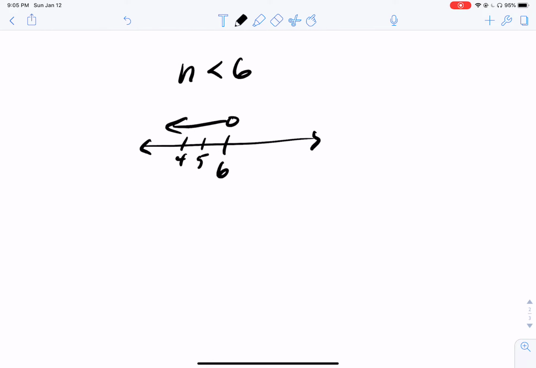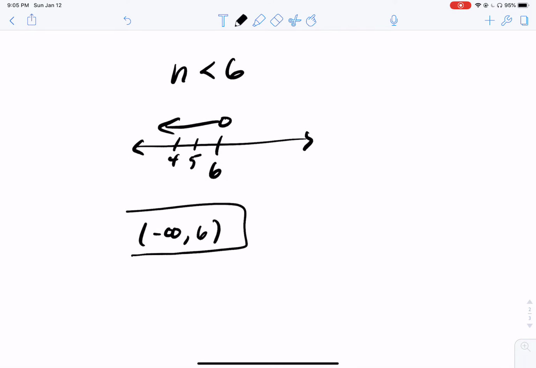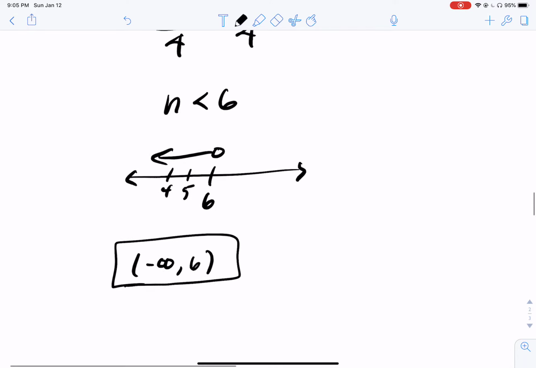So in our interval, since we're going 5, 4, 3, 2, 1, 0, negative 1, and so on, all the way to the left, we're going to go all the way to negative infinity. The lowest possible number we can reach is negative infinity, and the highest possible number we can reach in our interval is going to be 6. And because we're not going to include 6, like I mentioned before, we're going to use parentheses for that.